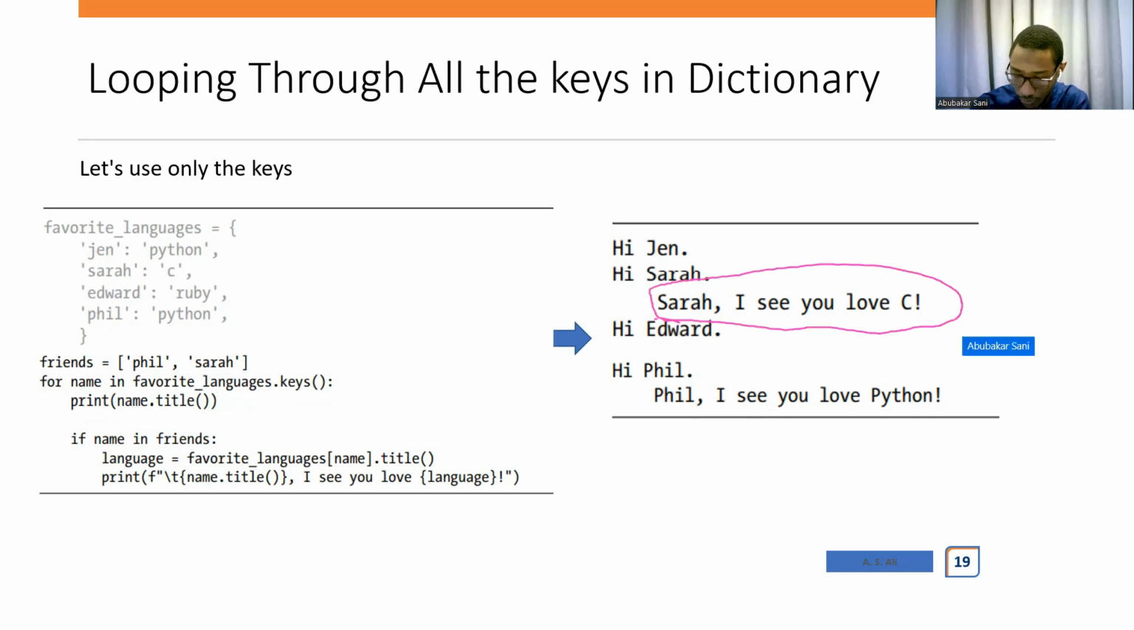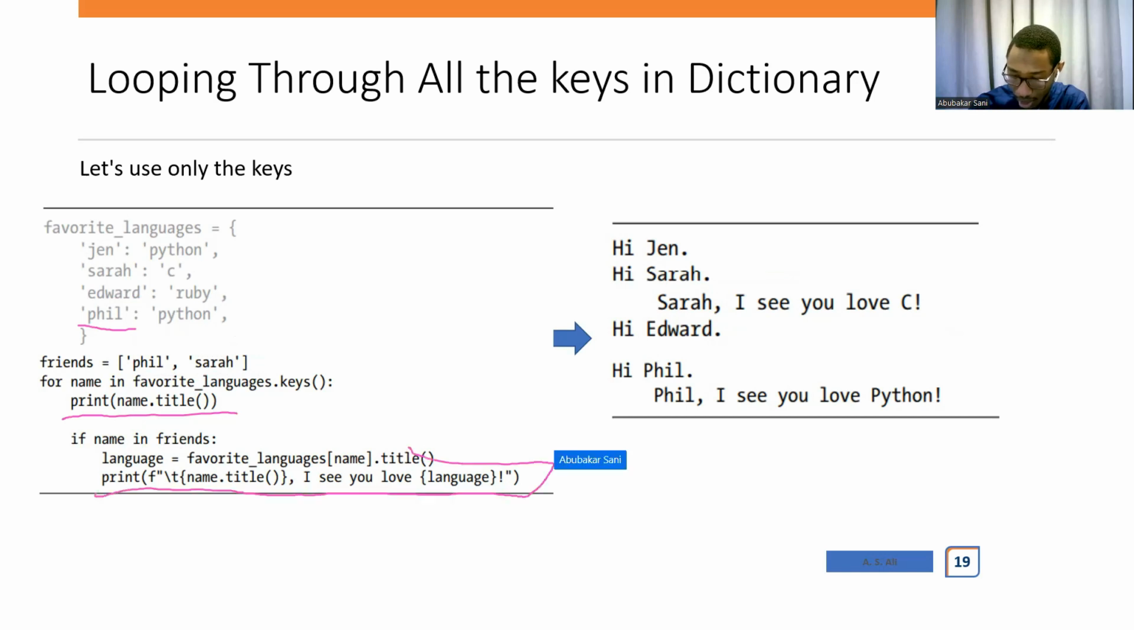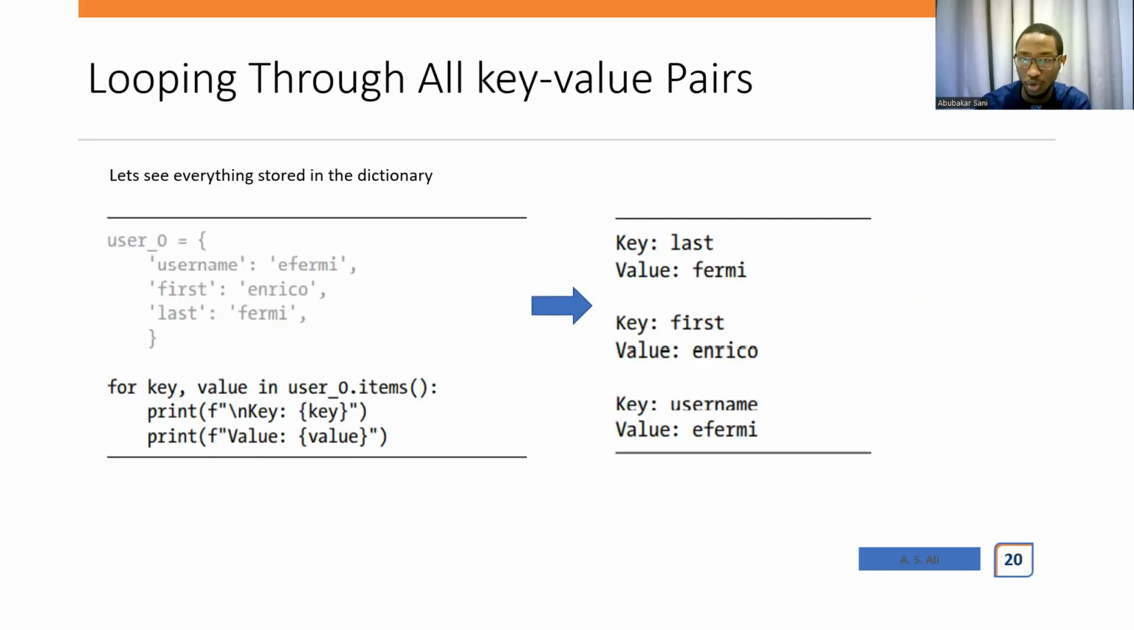It will move to the next one, Edward, sorry. It goes to Edward and prints hi Edward, which is what we are seeing here. And it will check to see, is Edward part of this list? No, Edward is not, therefore no custom message for Edward. But then we have the last one, which is Phil. We will print hi Phil. We will check to see is Phil part of the list. Yes, so we are going to give him a custom message, which is Phil, I see you love Python. Okay, so this is how you loop via the key.